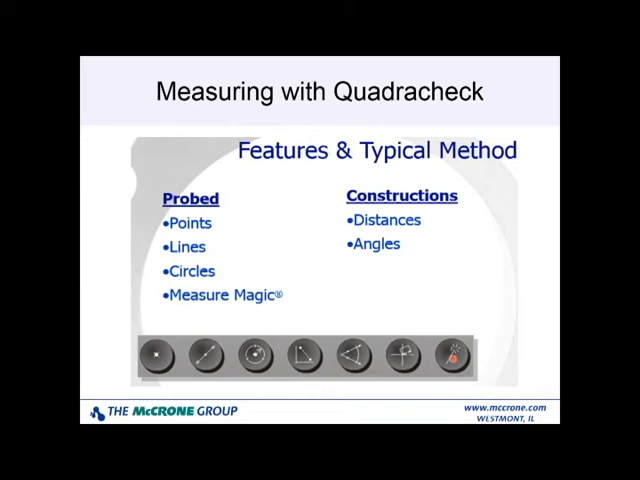Features that are typically probed are points, or lines, or circles, or point-to-point measurements. Features that are constructed are features like angles, where you have probed two different lines and you want to find the angle between them, or distances between points, between lines, between a line and a circle, things of that nature.